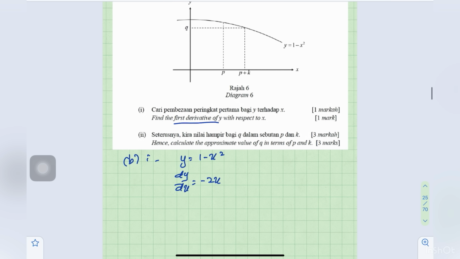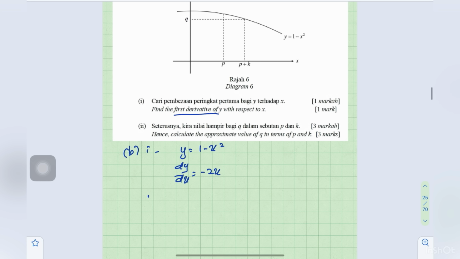Okay, so then hence Roman 2. Calculate the approximate value of Q in terms of P and K. Okay, approximate value of Q. Q ni y lah kan. Eh, so nilai akhir bagi function ni. Okay, so Q is y plus delta y. Approximate value y plus delta y. So, kita kena cari dulu delta y.